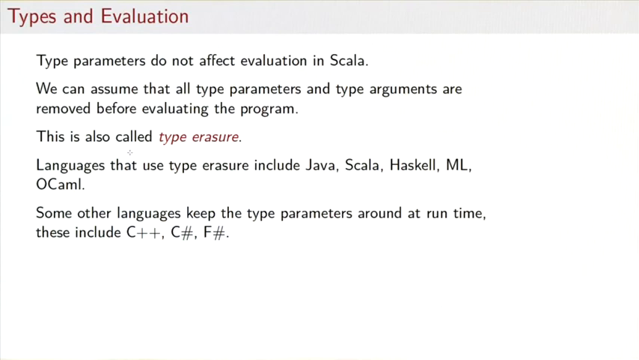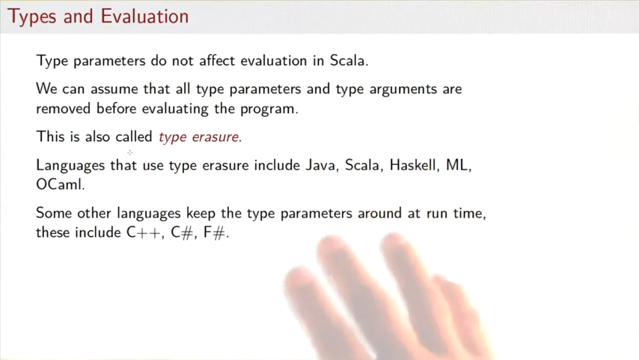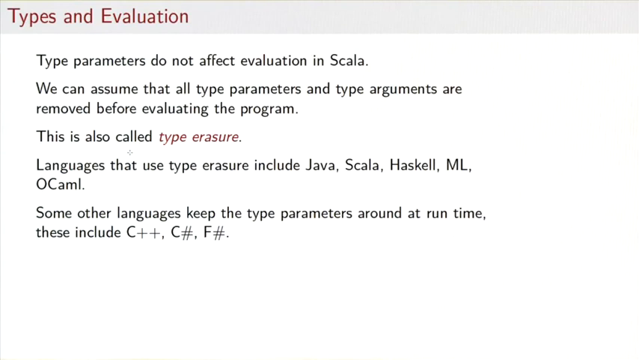So to use our substitution model, we can simply assume that all type parameters and type arguments are removed before evaluating the program. Otherwise said, types are only important for the compiler to verify that the program satisfies certain correctness properties, but they're not relevant for the actual execution. That's a property which is called type erasure, so types are erased at runtime, and it's a property that some languages have and others don't. So if we look at the camp of languages that use type erasure, then we see Java and also Scala and functional languages such as Haskell, ML, or OCaml. But other languages actually keep the type parameters around at runtime. So for those languages, type parameters would affect runtime behavior. Those languages include C++ and languages in the .NET family, such as C# or F#.